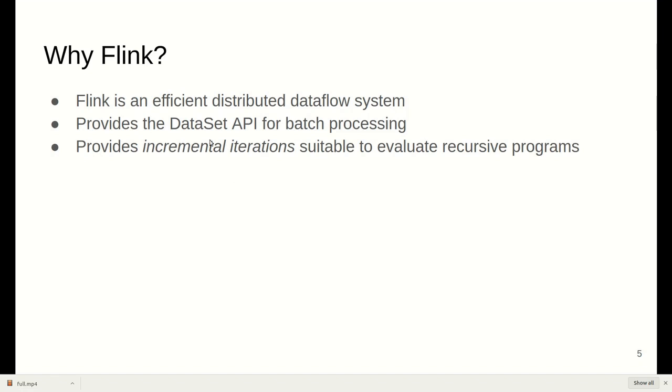Amongst other APIs and libraries, Flink also provides the dataset API for batch processing to process the static data set. Furthermore, importantly, Flink provides incremental iterations that are suitable to evaluate iterative programs and Datalog's recursive programs. Therefore, we thought it would be suitable to implement the Datalog language on Apache Flink using incremental iterations.